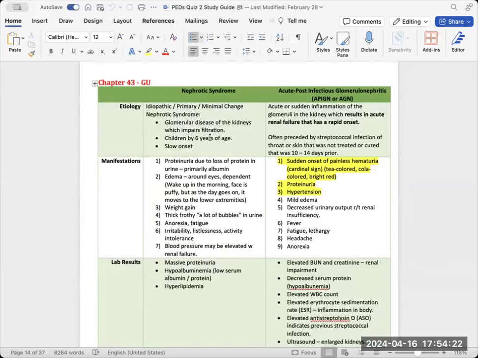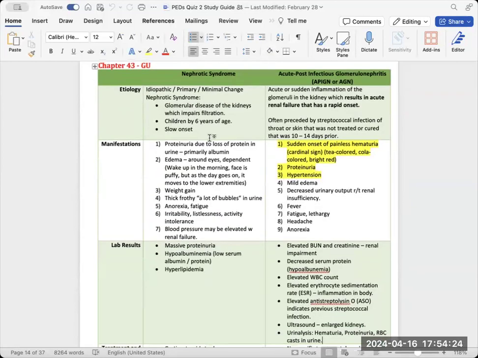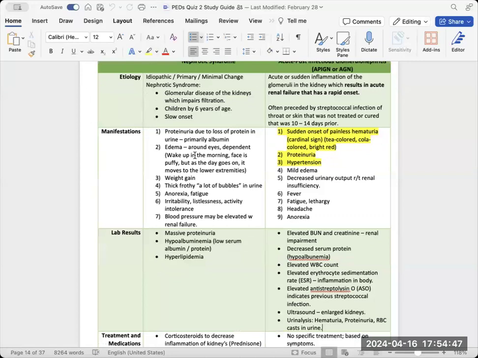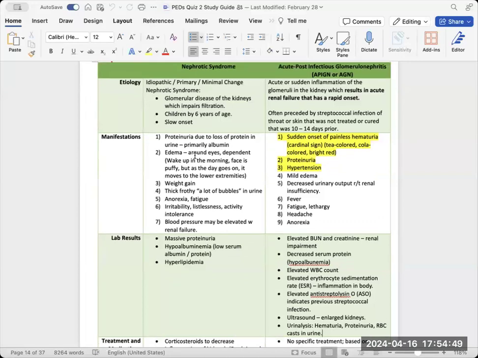Then there's nephrotic syndrome. Nephrotic syndrome could be idiopathic, meaning we don't really know why. A primary cause, we're not really sure, but we know that nephrotic syndrome is a glomerular disease of the kidneys, which impairs filtration. Children, usually by 6 years of age, get this, and onset is very slow. So, acute post-infectious glomerulonephritis is very abrupt and sudden. Nephrotic syndrome is slow.